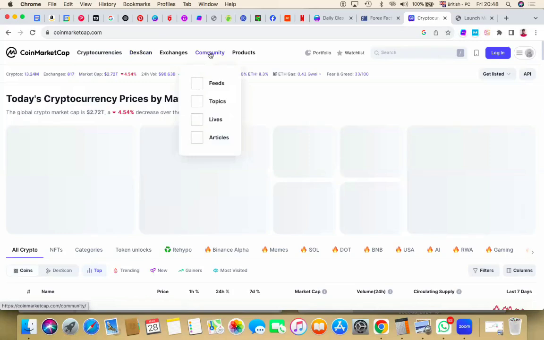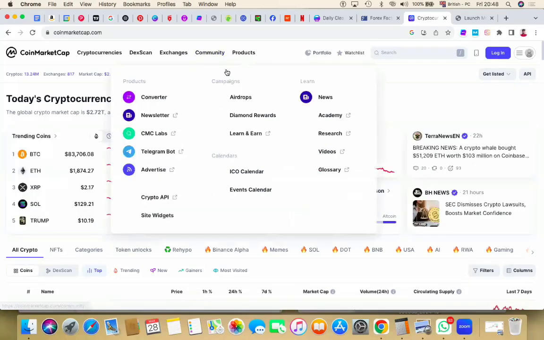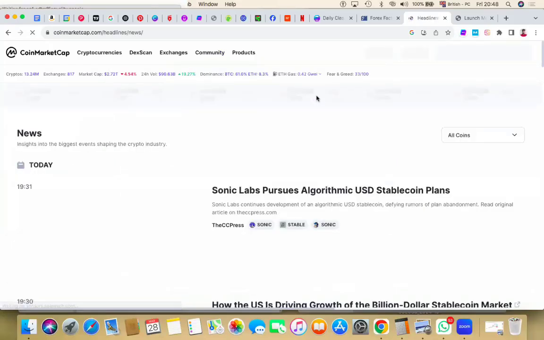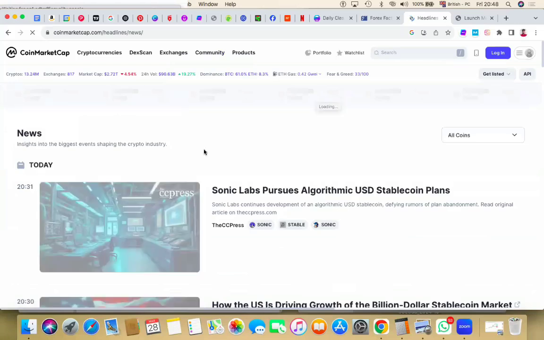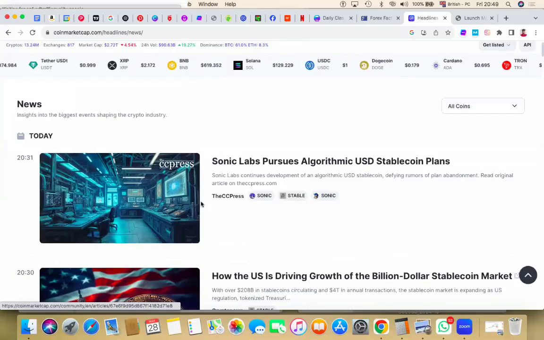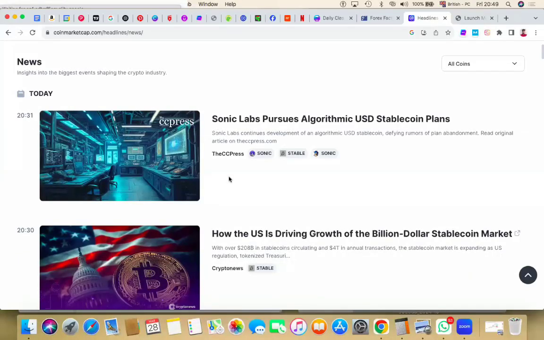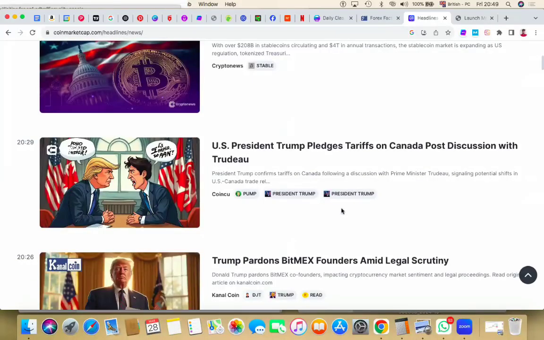We come here and go to articles, since we are talking about fundamental analysis today. This is where we can get our news. So from here, we get daily news for cryptocurrency. This is CoinMarketCap, right? Here we can see Sonic Lab purchases algorithmic USDT stablecoin plans. If we scroll down as well, we can see there are different news here.